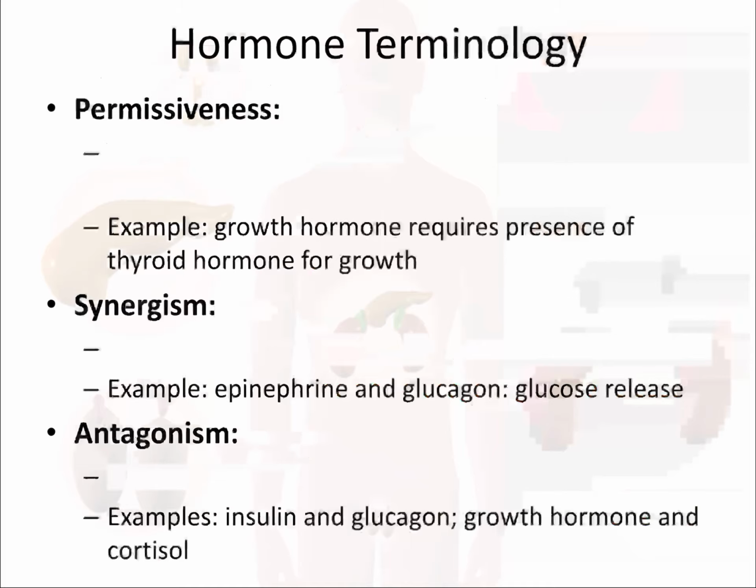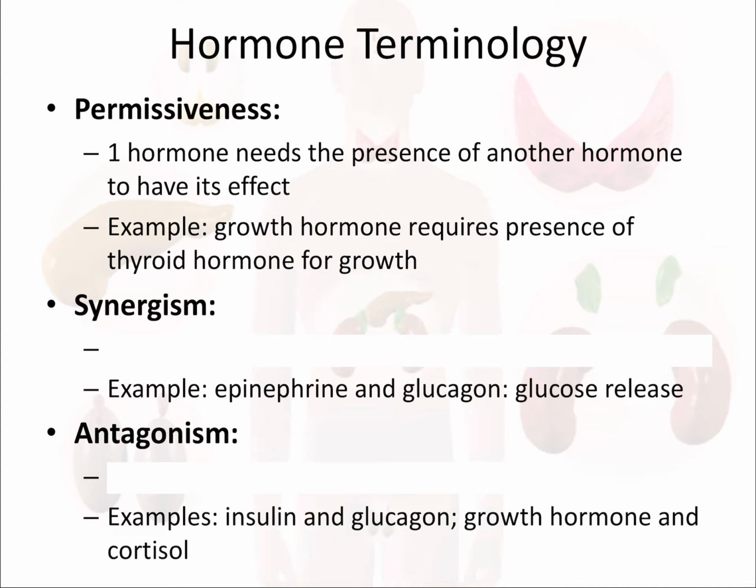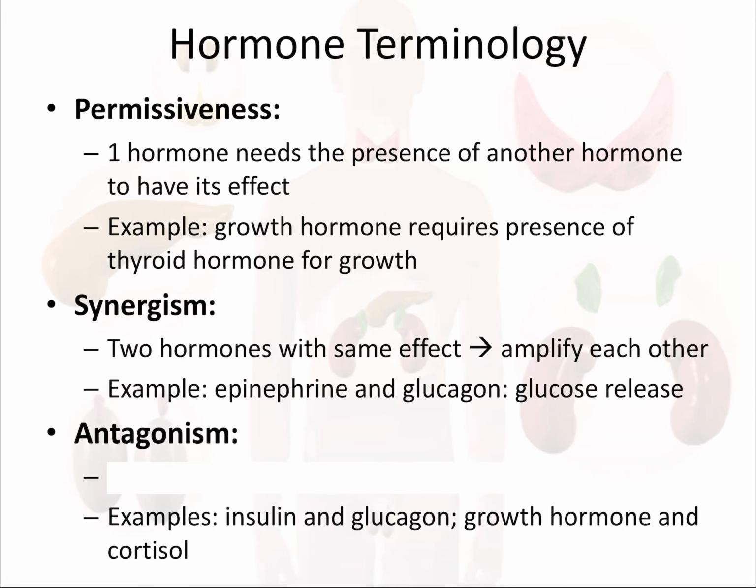Okay, a little bit more hormone terminology. A couple terms here. Permissiveness is when one hormone needs the presence of another hormone to have its effect. For example, growth hormone requires the presence of thyroid hormones for growth because we can't build proteins unless we have ATP in metabolism. So thyroid hormones drive metabolism, while the growth hormone drives protein synthesis. Synergism is two hormones with the same effect. They amplify each other. So during exercise, we need lots of glucose to be released. So epinephrine helps us do that. So does glucagon. We need both of them to give us plenty of glucose release.